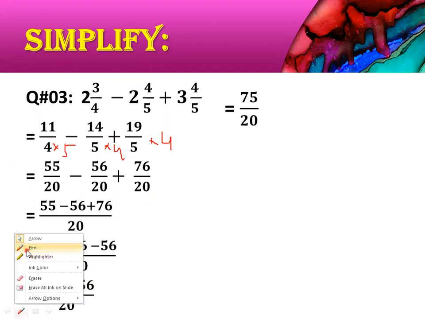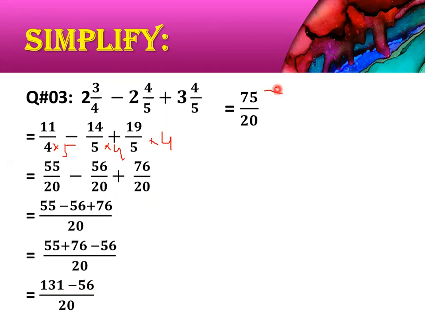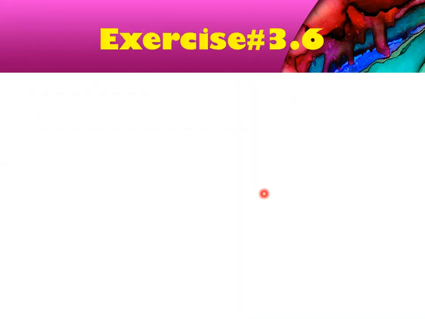Now we are going to divide it with 5. How? 5 into 1 is 5, 5 into 5 is 25, and 5 into 4 is 20. So you will get 15 upon 4. Now you will convert this 15 upon 4 into a mixed fraction and you will get 3 whole 3 upon 4. Okay. Now move towards the last exercise, that is exercise number 3.6.